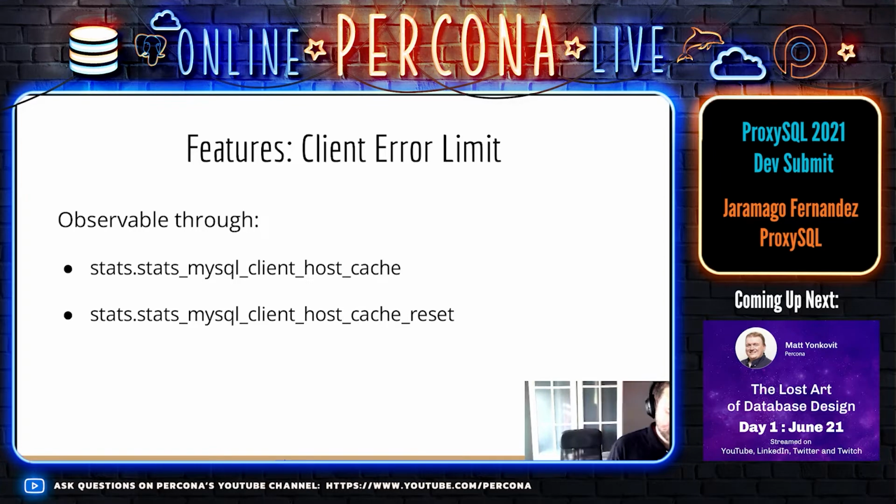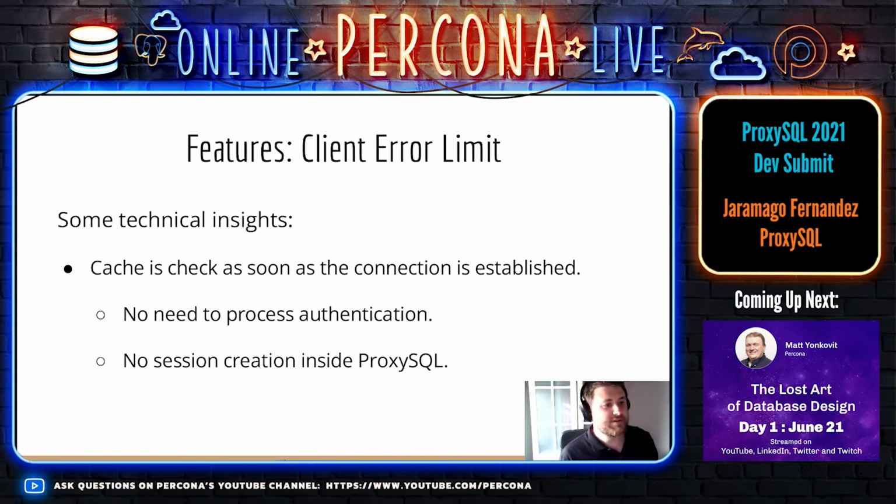Some technical insights about this. The cache is checked as soon as the connection is established. Why that? In order to keep the invalid connection time as light as we can, when this feature is enabled, the first check performed when the connection is established is the cache status. If the client address is found in the cache, the connection is denied and the socket is immediately closed without any need for processing authentication or session creation inside ProxySQL.